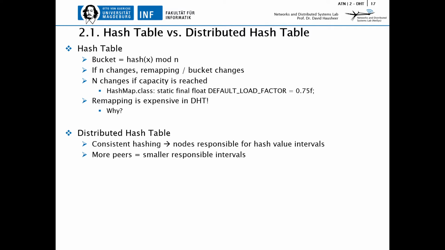Now, in a distributed hash table, the fact is that every node in the network takes a part of that hash table and stores corresponding information. So nodes become responsible for particular intervals of hash values that are calculated with these hash functions. And the more peers that participate in this, the smaller the intervals become for which these peers are responsible.